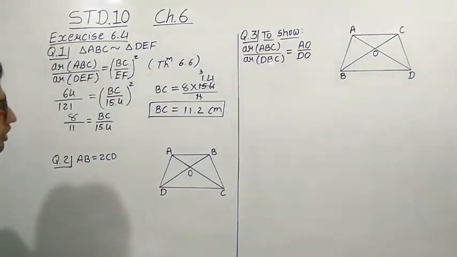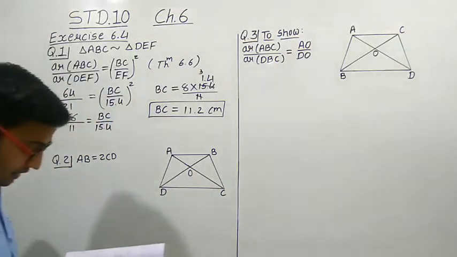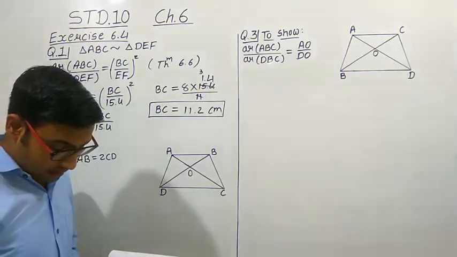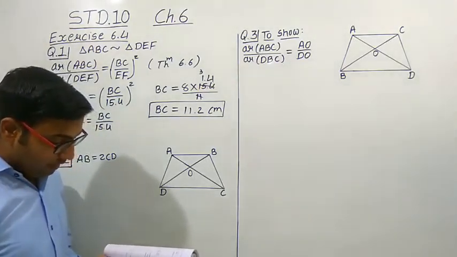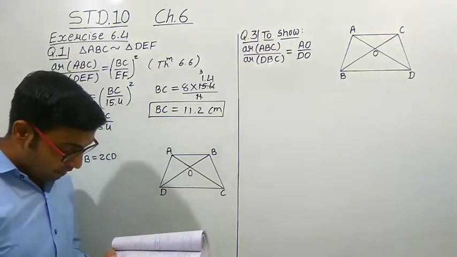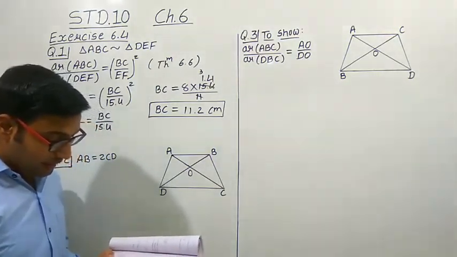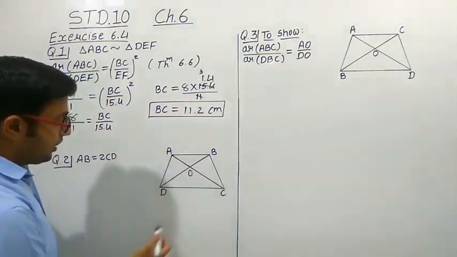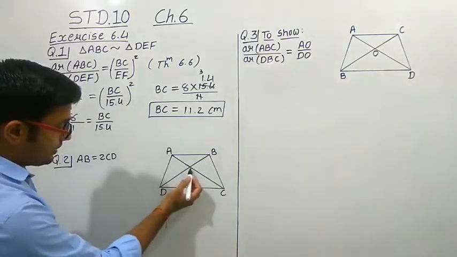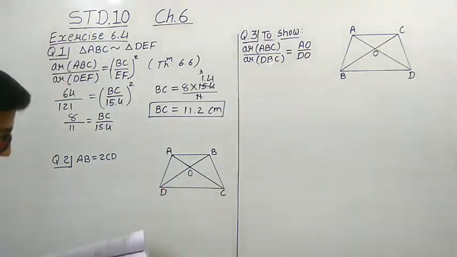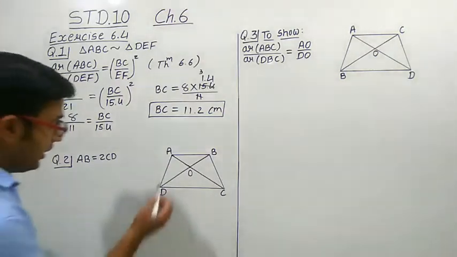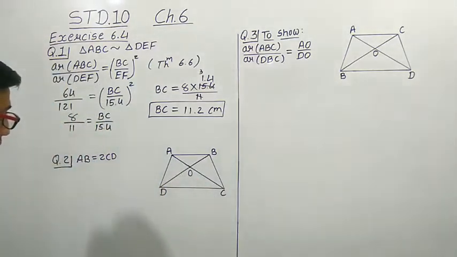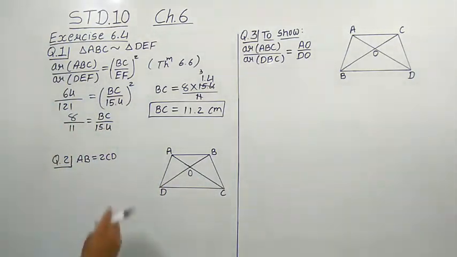Okay. Now question number 2. Question number 2 is, diagonals of a trapezium ABCD with AB parallel to DC intersect each other at point O. If AB is equal to 2CD, find the ratio of the areas of triangle AOB and COD. Right? So here there is a trapezium ABCD in which diagonals AC and BD intersect each other at point O. We have to find the ratio of the area of triangle AOB to COD.